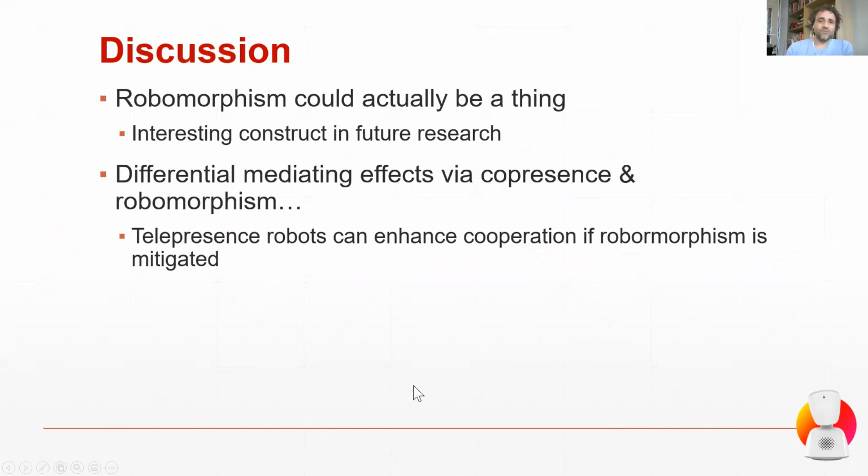So what does this mean? First of all, robomorphism may actually be a thing. It could be an interesting concept in future research and something to take into account when people interact through a robot, a telepresence robot, or some kind of avatar. That may have positive consequences, but it may also lead people to see someone interacting through an avatar or robot more as a machine than as a person, which I think is quite an interesting concept for future studies. Moreover, we find differential mediating effects via co-presence, social presence, and robomorphism.